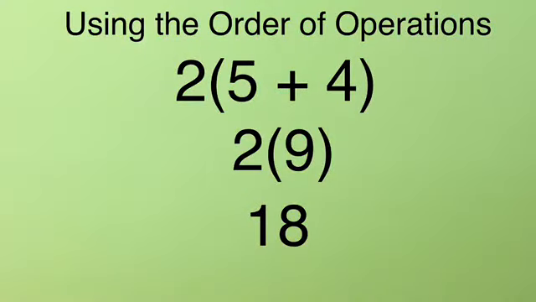Now, let's compare using the distributive property with the order of operations. In the exact same problem, if we were to use the order of operations, we would do what's in parentheses or the grouping symbols first. 5 plus 4, which equals 9. Next, we would then multiply the 2 with the 9 because anytime a number is beside or next to parentheses, it means to multiply. And if we do 2 times 9, we get 18. The same solution when we used the distributive property.